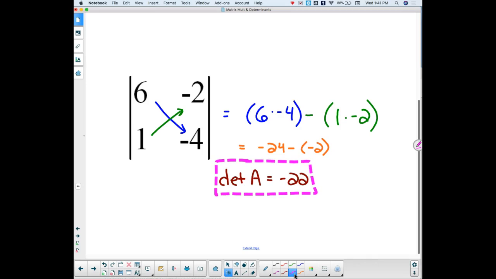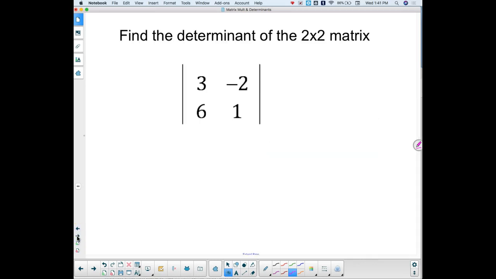Determinants can be negative, they can be positive, they can be 1, they can be 0. Okay? So they could be all of those, any kind of number there. Find me the value of the determinant of this 2 by 2.